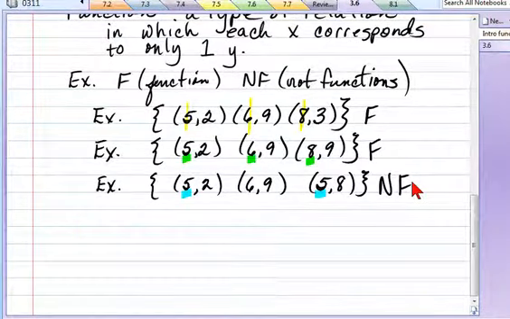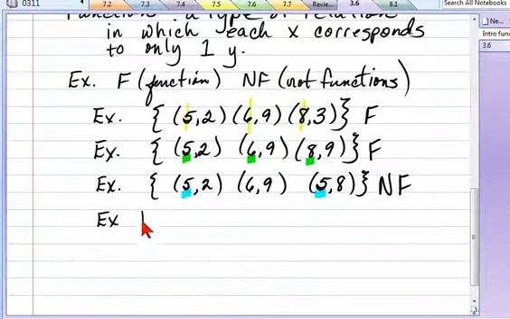Now, it's pretty easy to tell if something is a function or not when you're looking at the ordered pairs. But what if you're looking at the graph? Can you tell? Well, you can. It's still relatively easy, but I need to remind you of something.